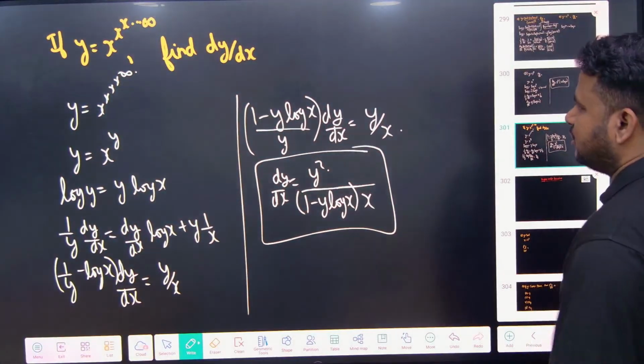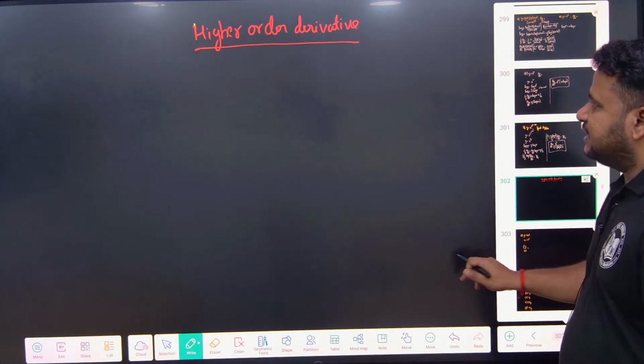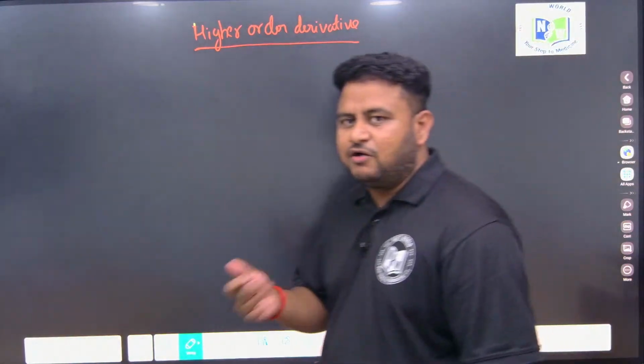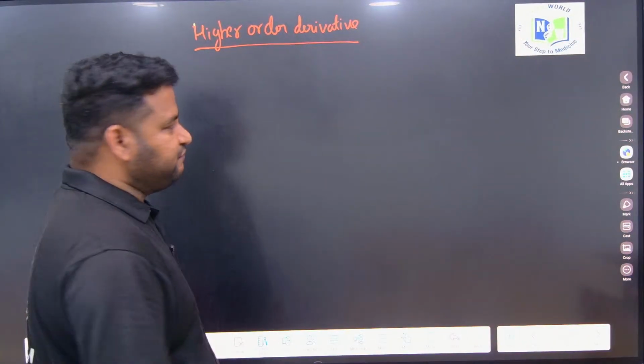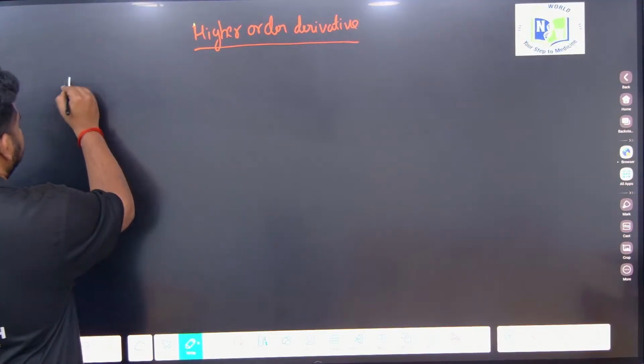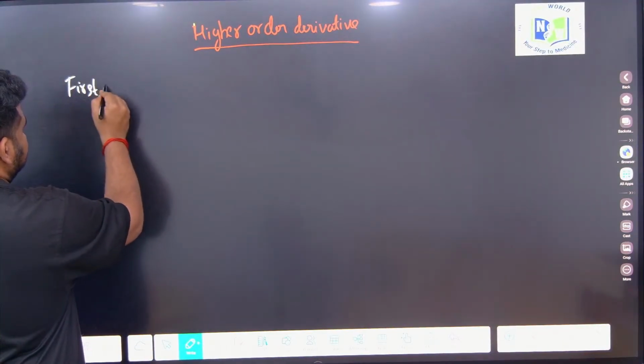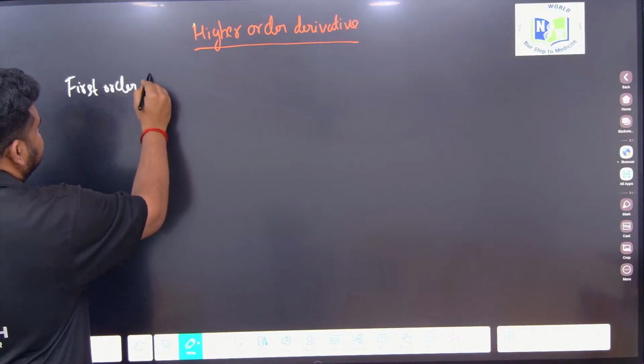So this was about logarithmic differentiation. Now let us study higher order derivatives. Till now, whatever we studied were single order derivatives, that is, the first order derivative.